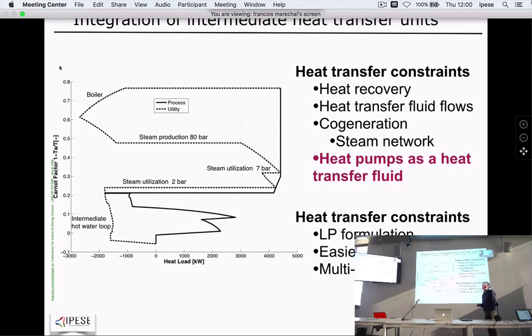Something which is also important is that, especially when you are using intermediate fluids like a heat pump, a heat pump is in fact a cycle. Okay? So it means that the intermediate fluid can be used as a way to transfer heat from one place to another one. Okay, the same as for the steam cycle. It means that I can use a heat pump in order to take heat in one subsystem and drive it in another subsystem.